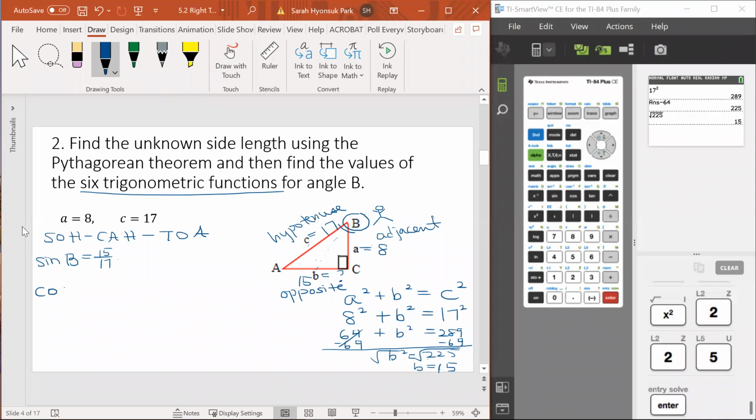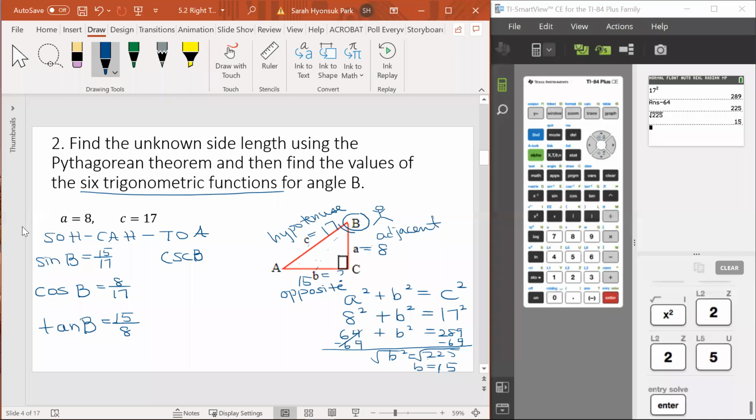Cosine of that angle B is adjacent, which is 8, over hypotenuse 17. Tangent of the angle B is opposite, which is 15, over adjacent 8. And all these fractions, these ratios, are simplified. Now, doing these helps me find the other ones, the cosecant.